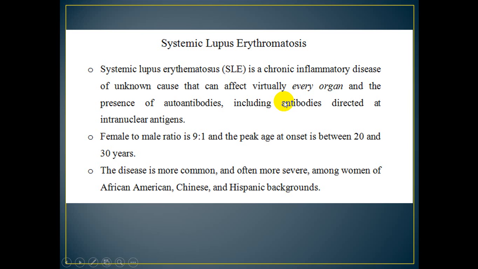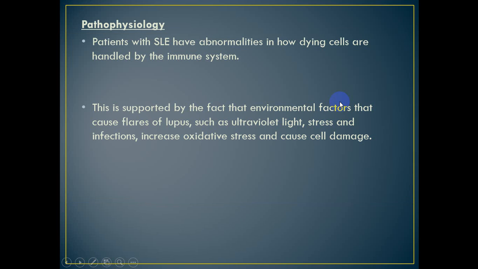Now, systemic lupus erythematosus or SLE is a disease of young age females, with a female to male ratio of 9:1, and the peak age of incidence is between 20 to 30 years. The disease is more common and more severe in the African population and in the Southeast Asian population.